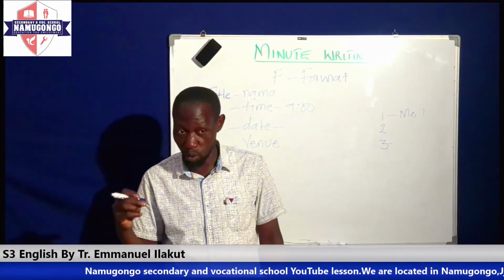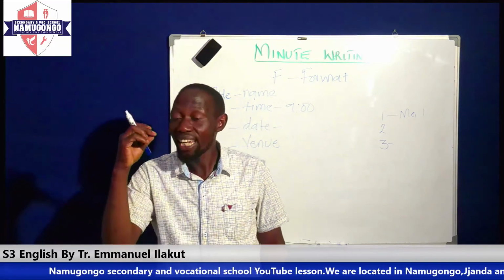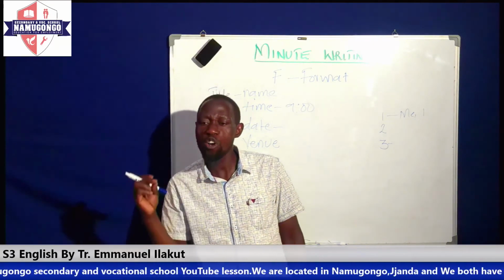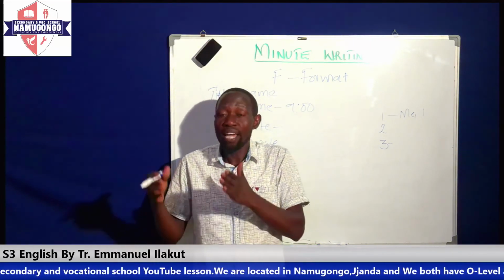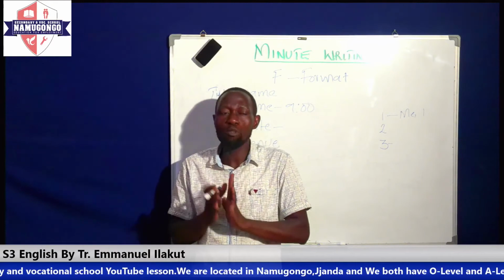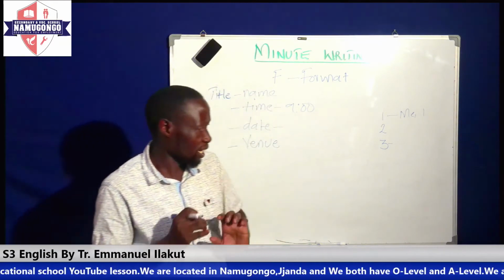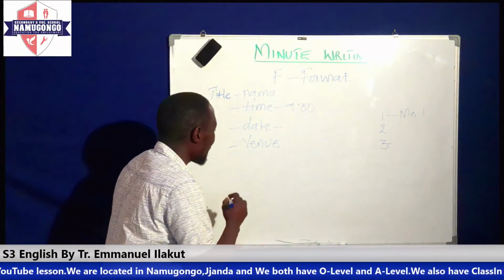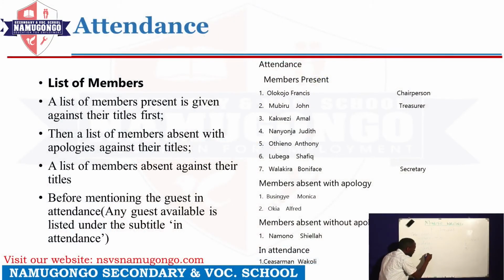Now, in any meeting, there must be a quorum. There must be a quorum that will determine if the meeting is to take place or not. And therefore, the attendance must be looked at. And here we are saying that when we are looking at the attendance, we look at the list of members. The list of members here, we look at them in different categories.